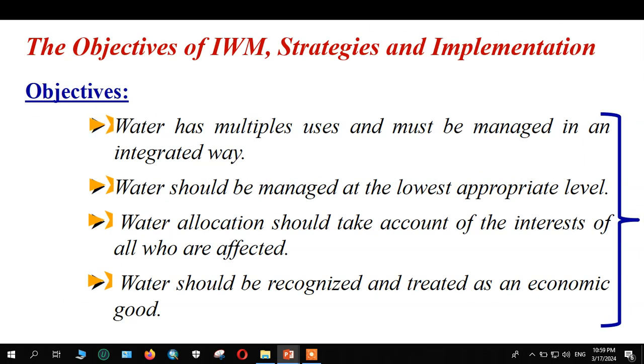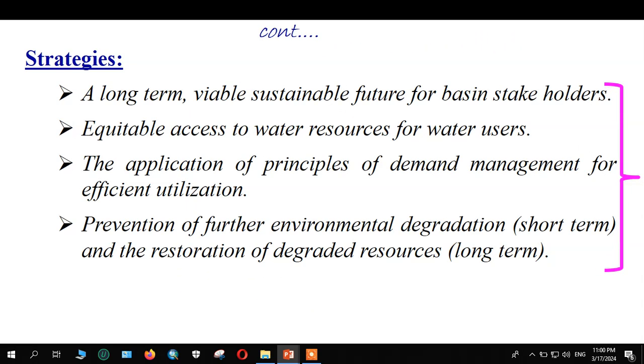Another key point is the objectives of integrated watershed management, strategies and implementation. The first is the objectives of watershed management, that is, the necessity of watershed. Water has multiple uses and must be managed in an integrated way. Water should be managed at the lowest appropriate level. Water allocation should take account of the interest of all who are affected. And the last one is that water should be recognized and treated as an economic good.